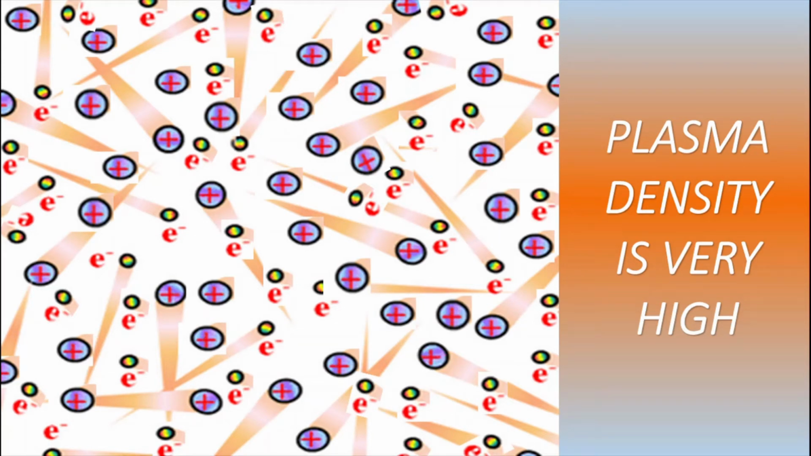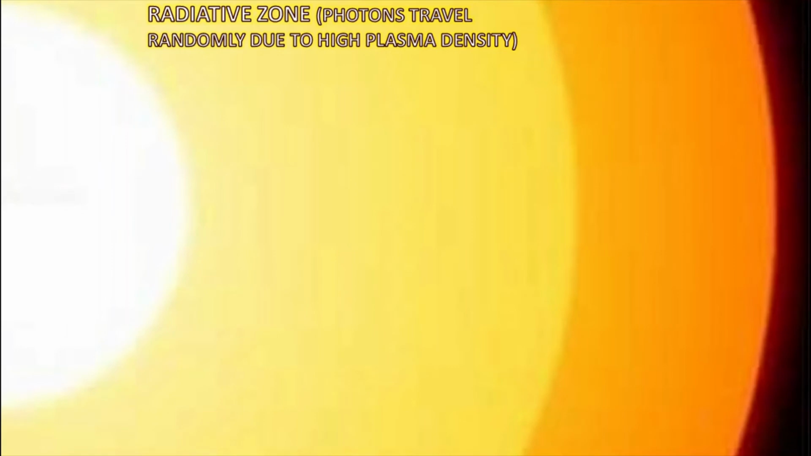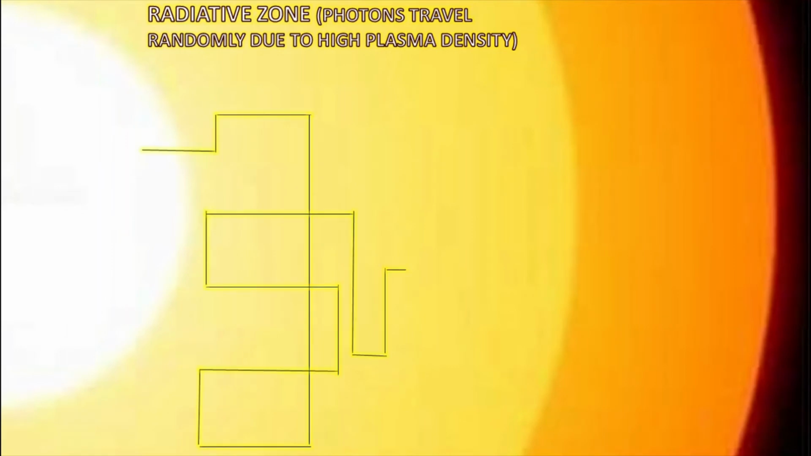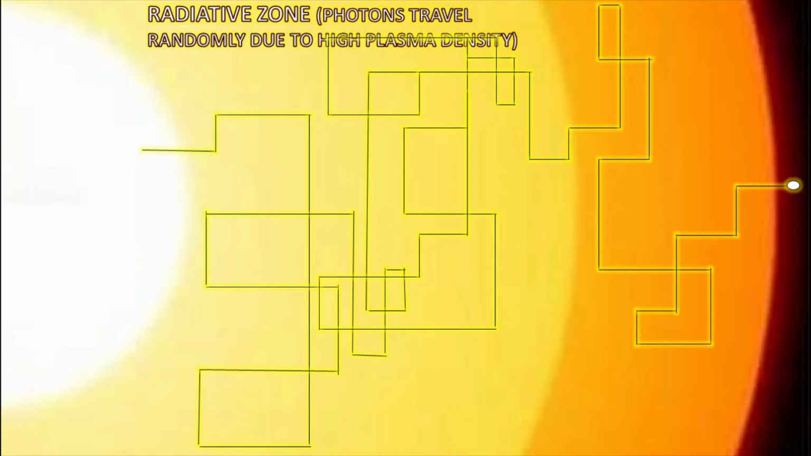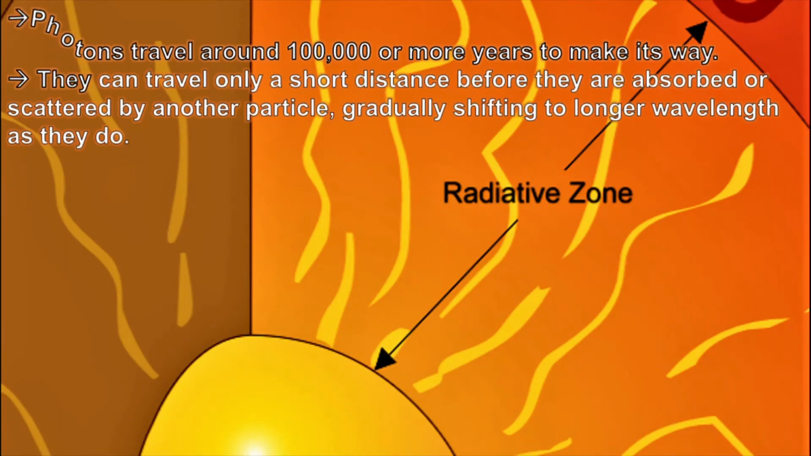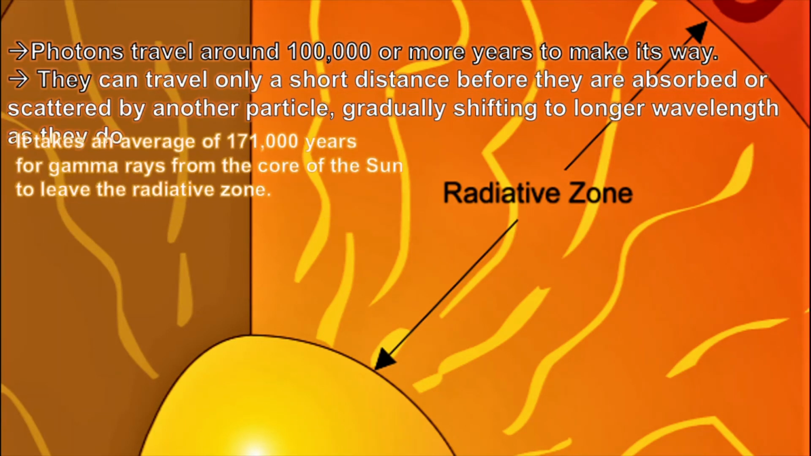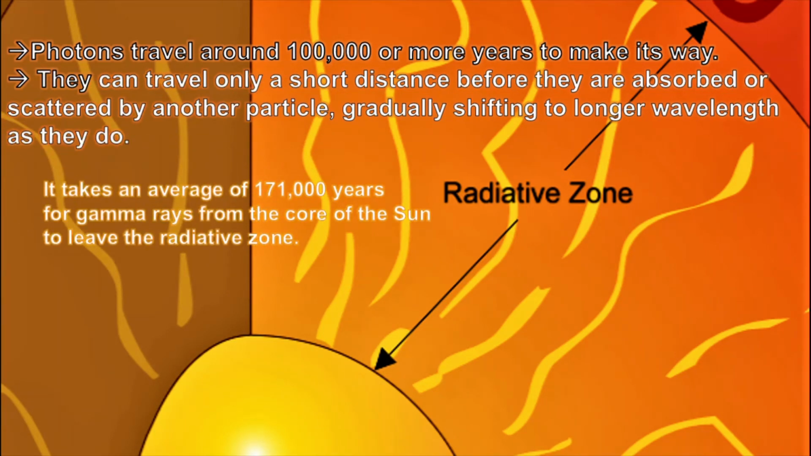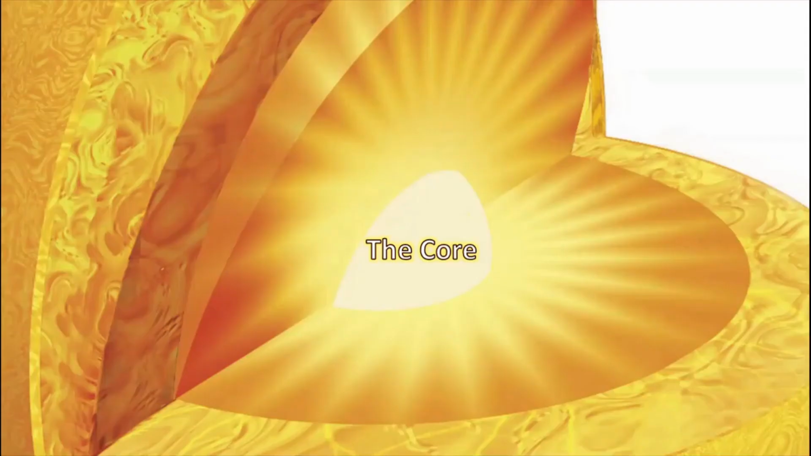So, the radiation does not travel directly outwards in this part, and the radiation gets bounced around countless number of times, forming a zigzag path outward. It takes several 100,000 years for radiation to make its way from the core to the top of the radiative zone. Photons can travel only a short distance before they are absorbed or scattered by another particle, gradually shifting to a longer wavelength as they do. For this reason, it takes an average of 171,000 years for gamma rays from the core of the sun to leave the radiative zone.